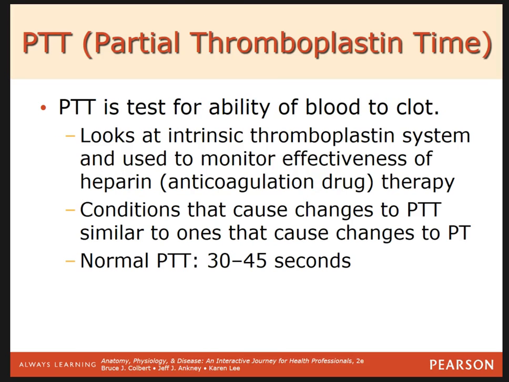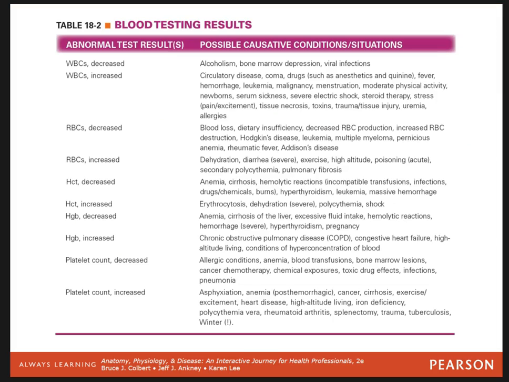A PTT is a partial thromboplastin time, and we also use that to determine the ability for the blood to clot. It looks for a specific chemical in the body, which is known as intrinsic thromboplastin, and it's used to monitor the effectiveness of heparin and anticoagulation therapy. Conditions that cause changes to PTT are similar to those that cause changes to the PT. A normal PTT will take 30 to 45 seconds. Now, in your book, there is this table, this chart, that gives you the abnormal test results and what may be causing it. So please review that material in your textbook.